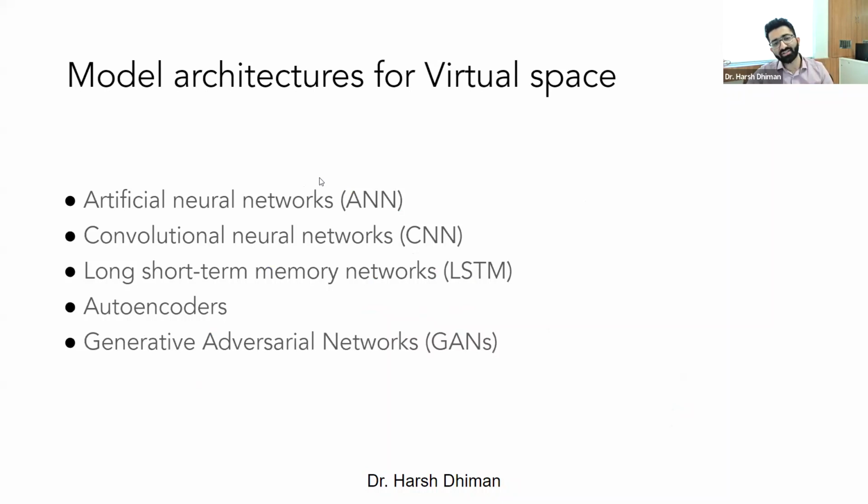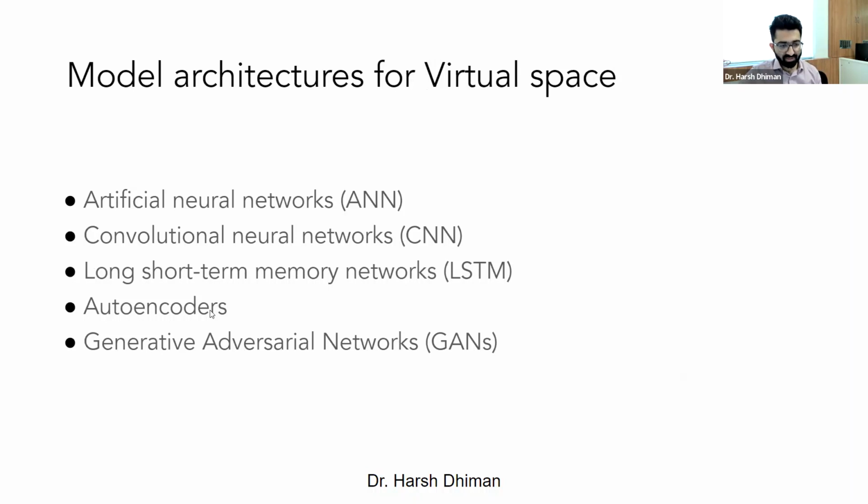So what are the common architectures for your virtual space? You can go ahead with an artificial neural network, right? Convolutional neural network. See, virtual space is nothing but the place where you deploy your machine learning and deep learning models. So your data from physical space is being sent to virtual space. Then you can use LSTM, long short-term memory networks. These are very popular networks when you are dealing with time series data. So this is a good choice of deep learning model when you are working with wind turbines.